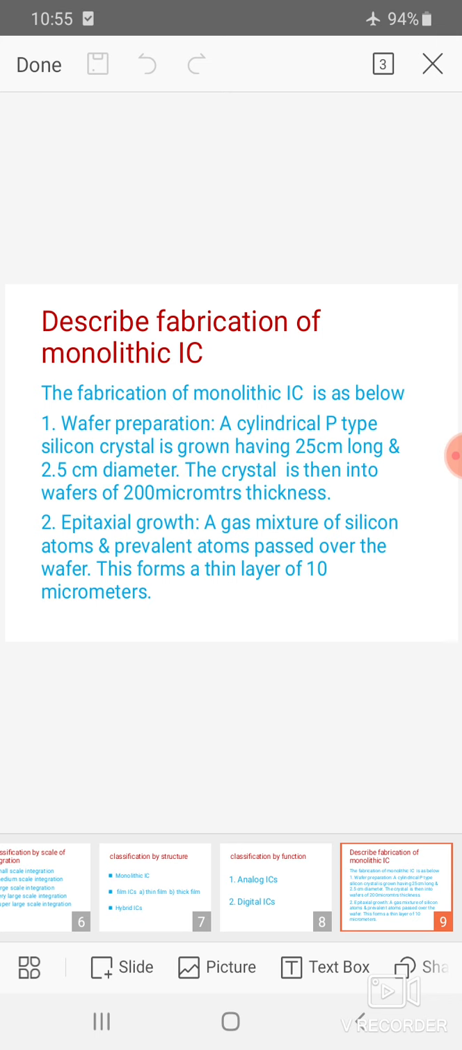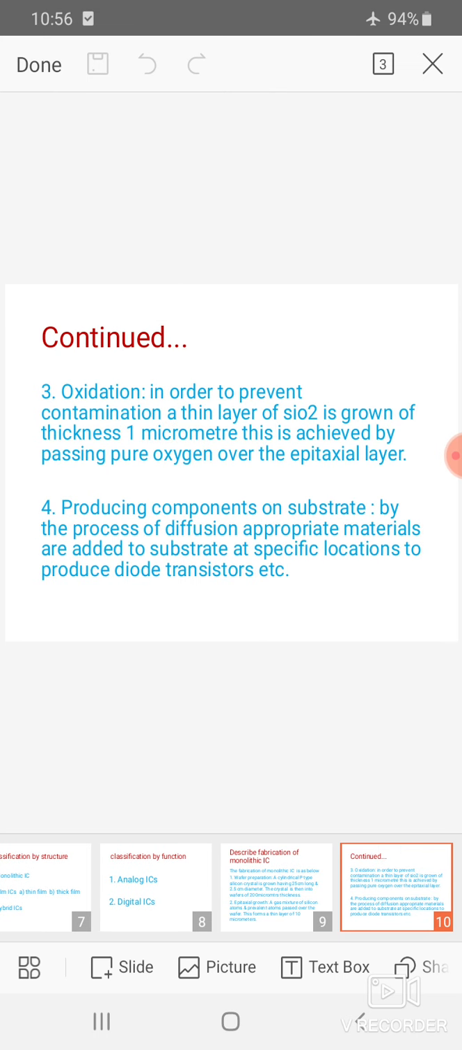After wafer preparation, the next step is epitaxial growth. Here a gas mixture of silicon atoms and pentavalent atoms is passed over the wafer. This forms a thin layer of 10 micrometers of p-type silicon. Then the third step is oxidation. In order to prevent contamination, a thin layer of SiO2 is grown on the surface of the wafer.